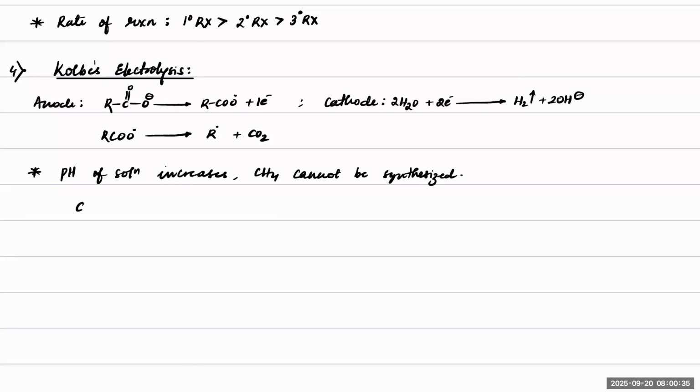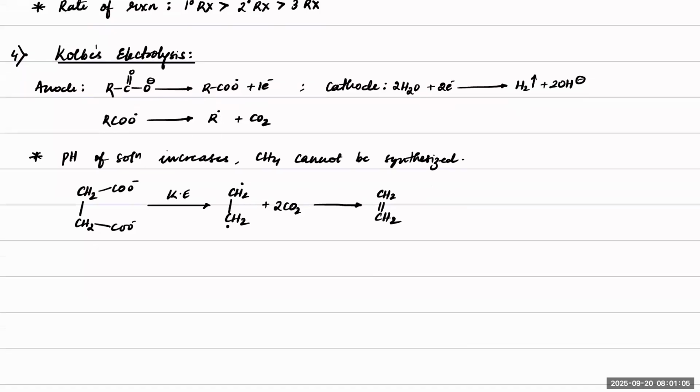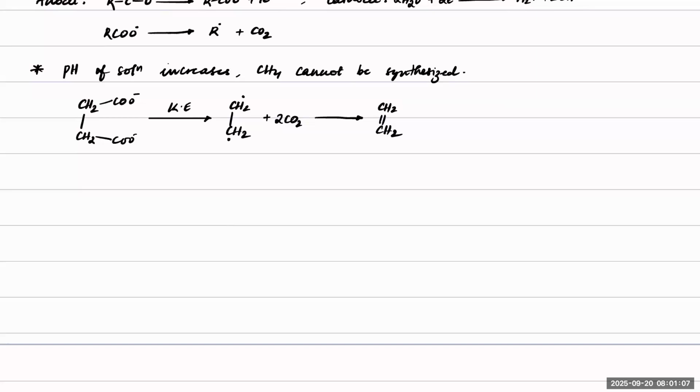Important example here: let's say the CH2COO minus, COO minus salt is present. Now if you perform Kolbe's electrolysis, you will get CH2 dot and CH2 dot, plus 2 moles of CO2, and this would become CH2 double bond CH2. So this is the product. Clear?